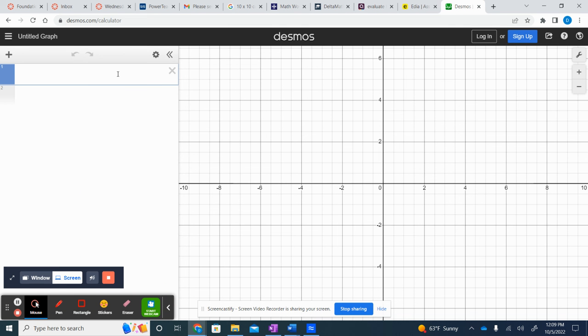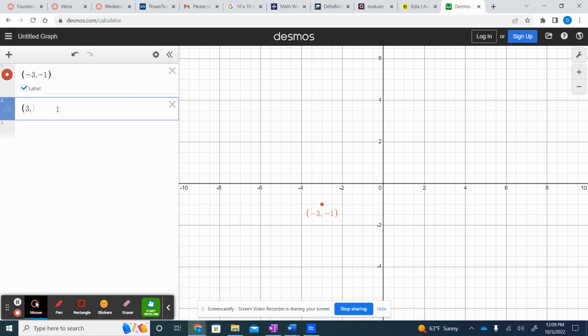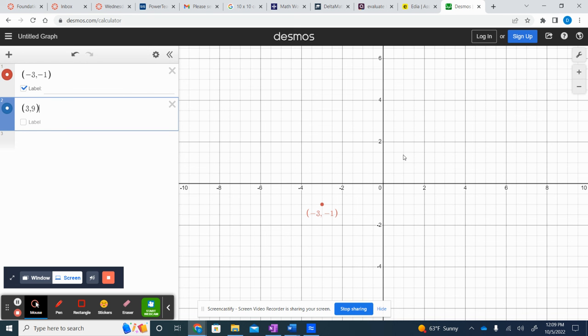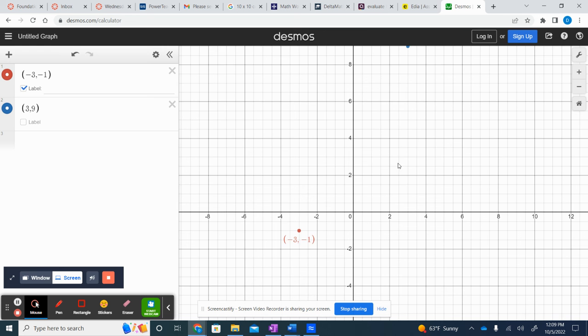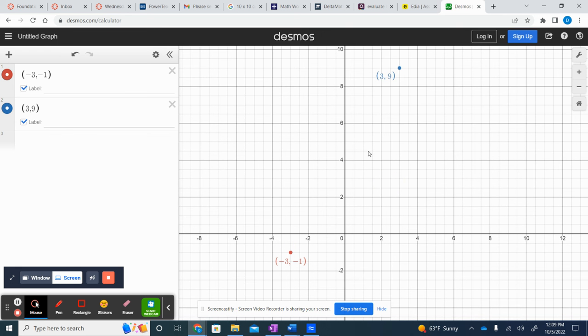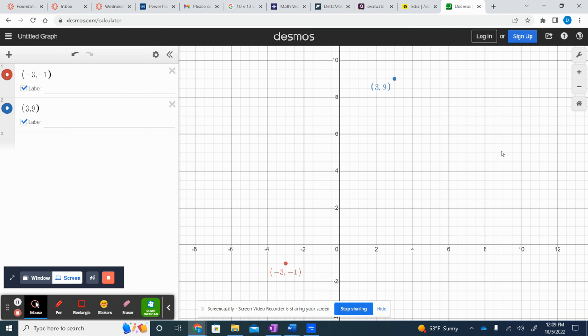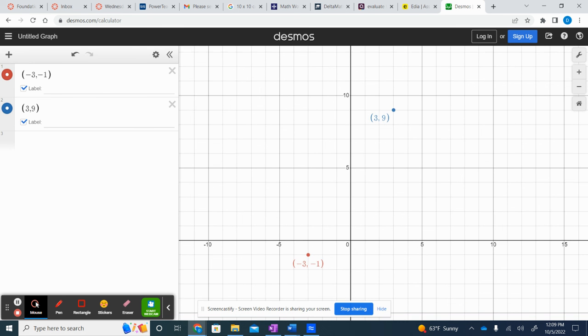Okay. So I'm going to plot those 2 points that we just talked about. I'm going to plot the point -3, -1. I'm going to have them label it. And then I'm also going to plot the point 3, 9. Shrink it up a little bit so you can see your 2 points. And then I'm going to go up there and draw on this screen, I think. Just need to shrink that up just a little bit more. There we go. Okay. So we're connecting these 2 points with a nice straight line.